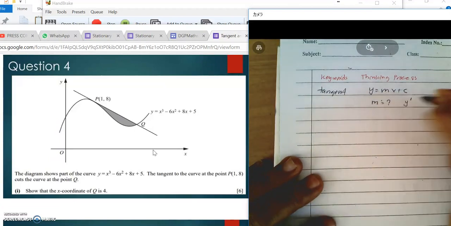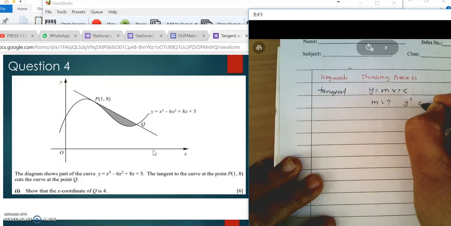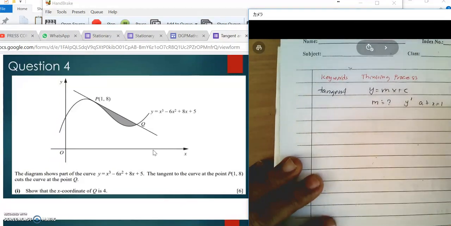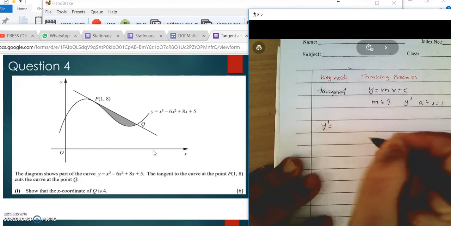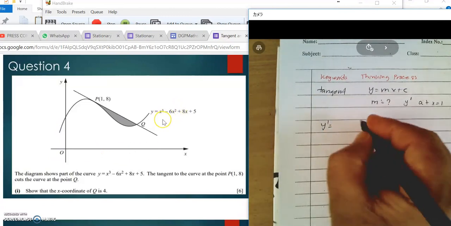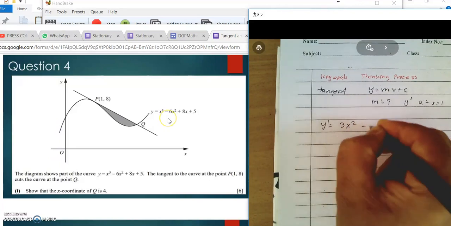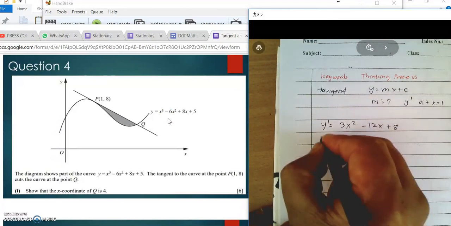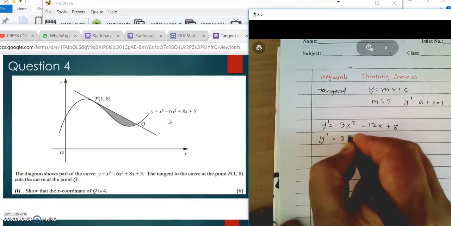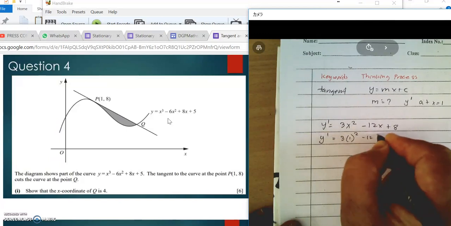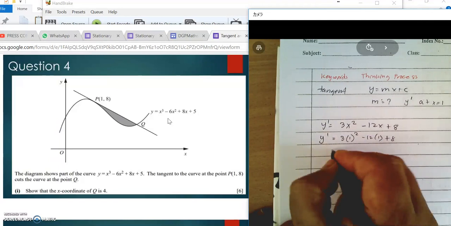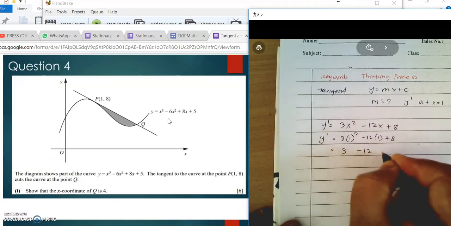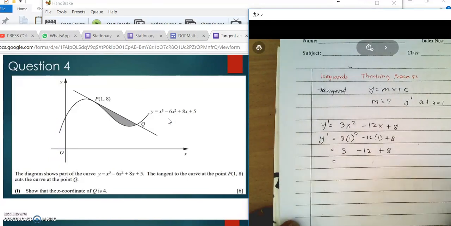It's finding the derivative. And after finding the derivative, we need to plug in at x is equal to 1. So let's try to do that. We have y prime, the derivative of y, is 3x squared minus 12x plus 8. Then plug in x equals 1. So y prime is 3 times 1 squared minus 12 times 1 plus 8. Therefore you have 3 minus 12 plus 8. 3 plus 8 is 11, so that's negative 1.